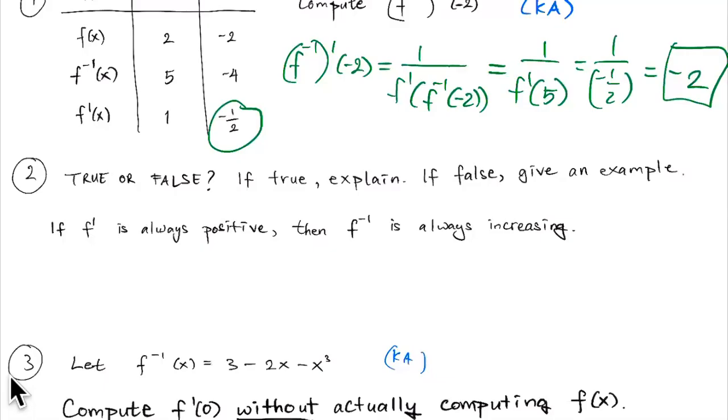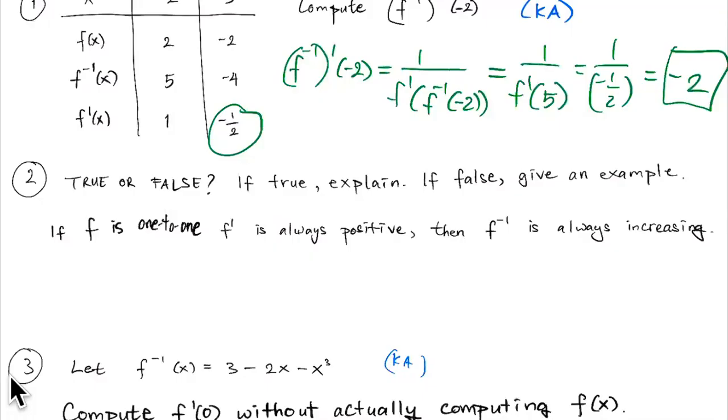So for number 2, the statement says if f prime is always positive, then f inverse is always increasing. Here, I'm going to assume actually that f inverse exists. So the statement: if f is 1-to-1, meaning the inverse exists, and f prime is always positive, then f inverse is always increasing. This is true, and we will use theorem 7 to explain why.